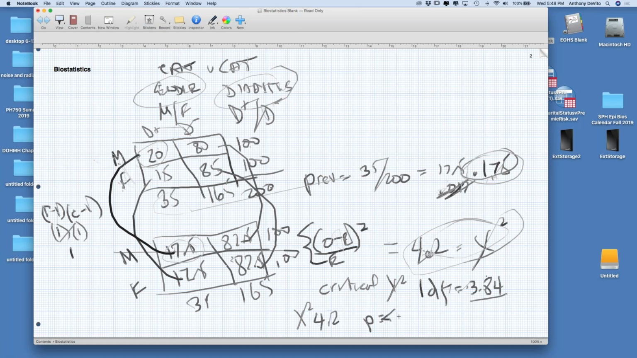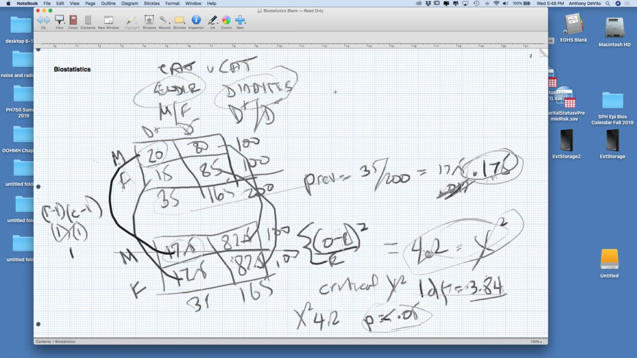So if this is less than 0.05, then we can reject the null hypothesis that there was no difference between males and females as far as diabetes rates, right? So in this case, since we already know that we wind up rejecting the null hypothesis, it's a sure bet that the p-value is going to be less than 0.05 when we actually do the calculations. Don't take these numbers literally, because I don't know if they really come out to 4.2 or not.